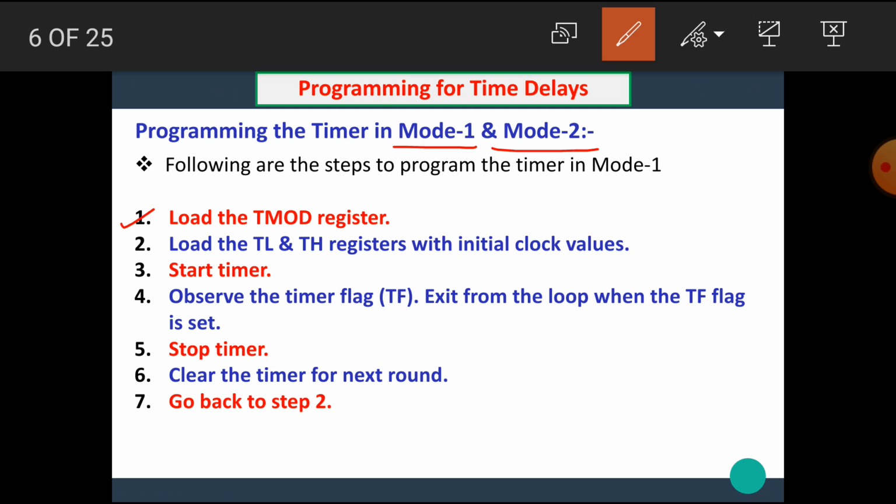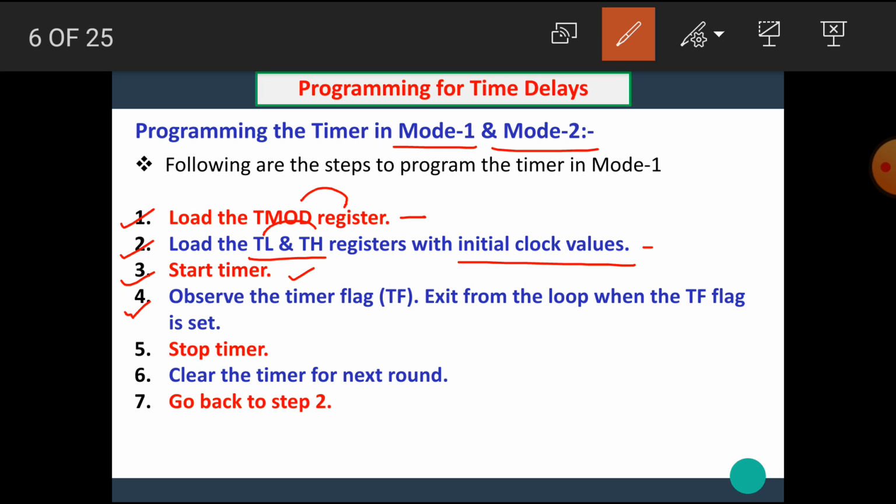The first step is load the T-mode register. By loading the values in T-mode register, we can select the timer in mode 1 or mode 2. The next step is load the TL and TH registers with initial clock values. By loading the TL and TH registers, we can obtain the proper time delay. The next step is start the timer.